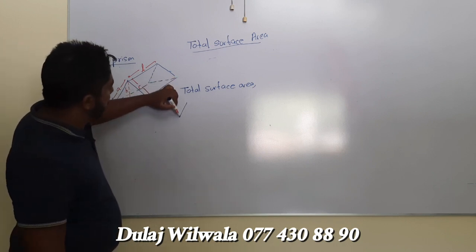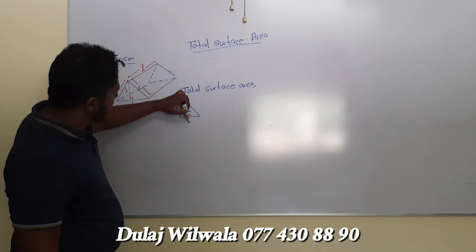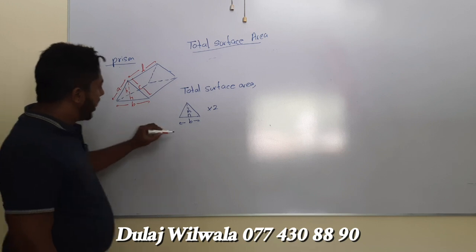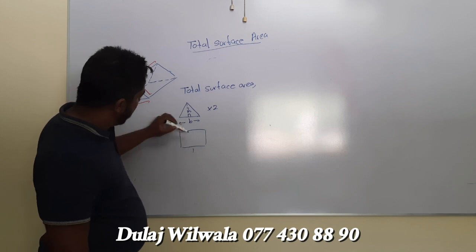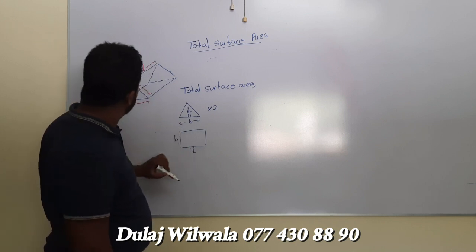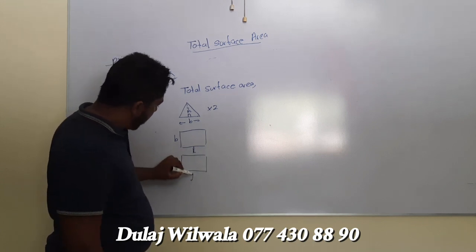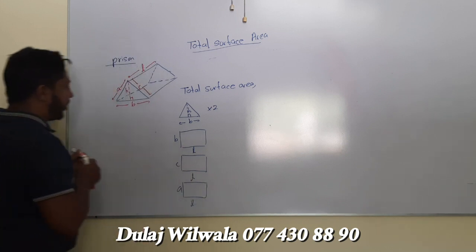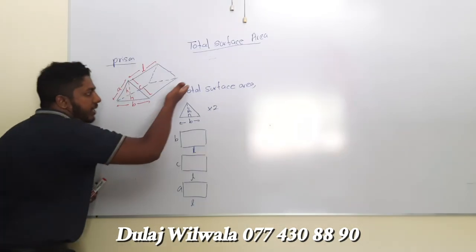So there are two triangles where the perpendicular height is H, and here the base according to this diagram is B, and there are two of those. And there are rectangles where this one is B and this one is L, and there's another one C and L, and there is another one A and L. These ones, can you see? There's a rectangle on the other side, there's a rectangle this side, and there's a rectangle down side.